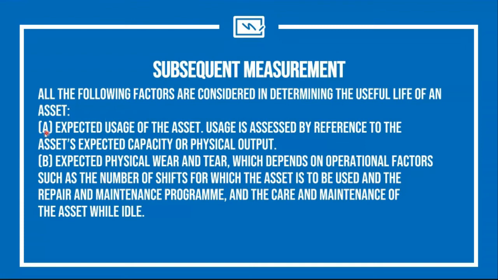Okay, so for letter A, this could be based on expected capacity or physical output. So it depends on how many units were already produced. Letter B, it pertains to the expected wear and tear. So this pertains to the inputs, okay, or the operational hours that were already used up in a particular asset.